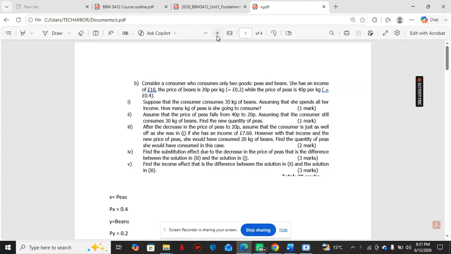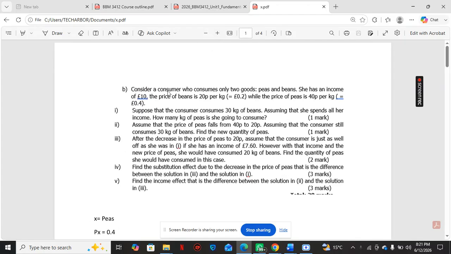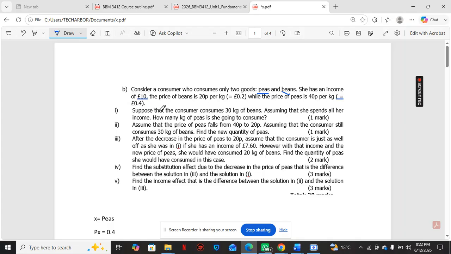So the question reads: consider a consumer who consumes only two goods, peas and beans. She has an income of £10. The price of beans is 20 pence per kg, which is 0.2 pounds, and the price of peas is 40 pence per kg, 0.4 pounds. Suppose that the consumer consumes 30 kg of beans, assuming that she spends all her income. How many kgs of peas is she going to consume?